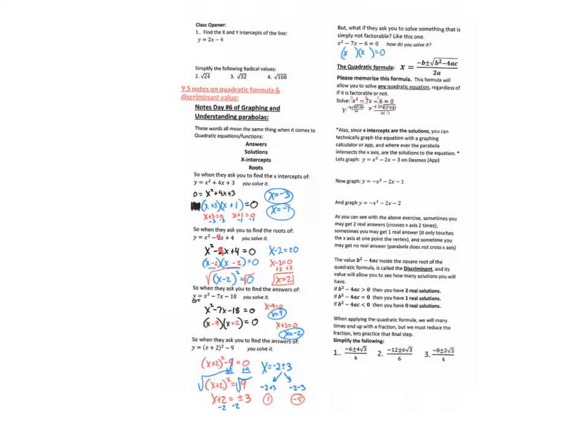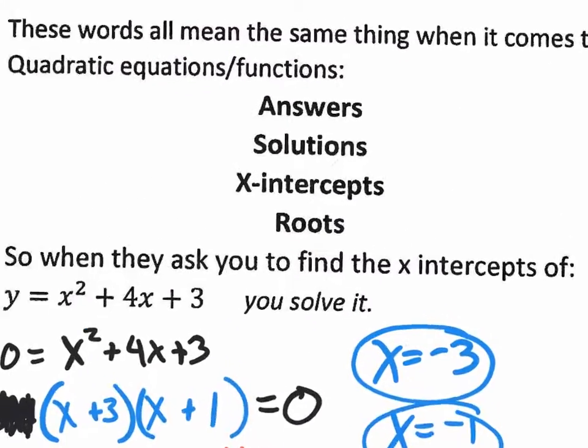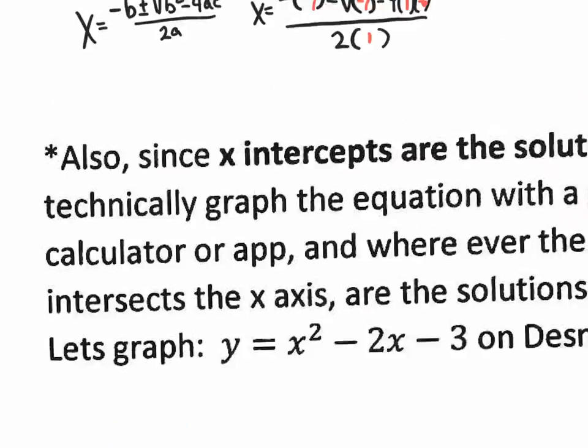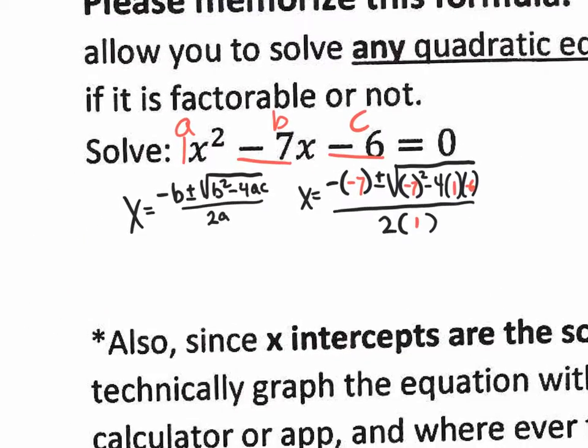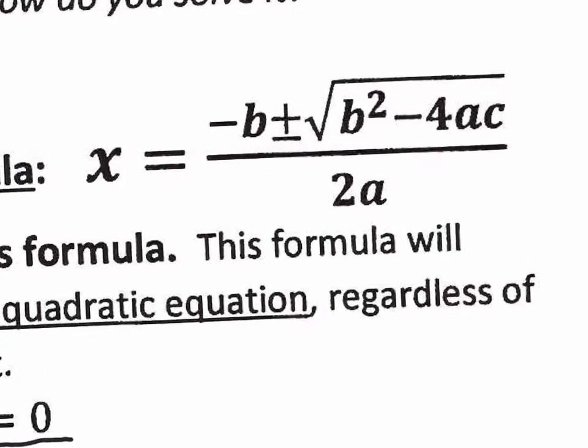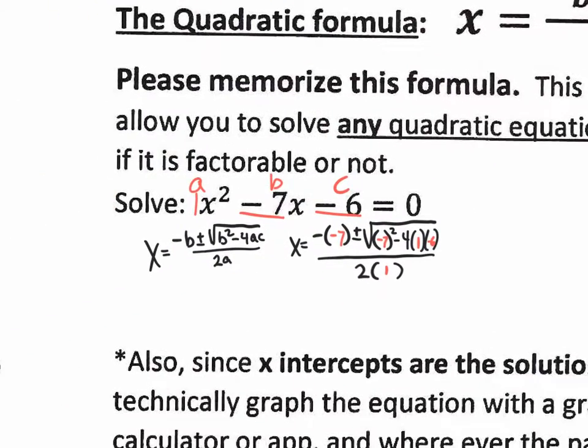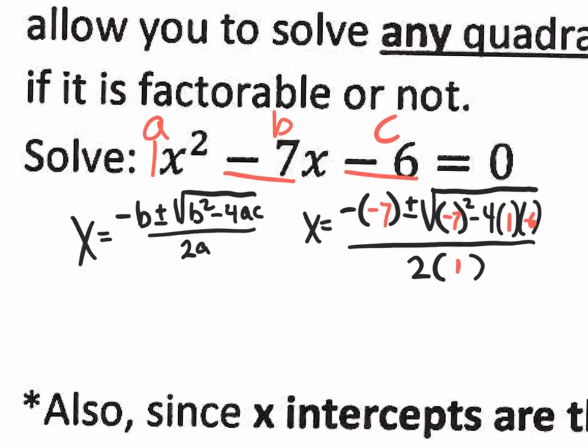So on the previous video, we explained all these questions, and the main idea was that answers are the same thing as solutions, are the same thing as x-intercepts, same thing as roots. We also learned about the quadratic formula: x equals negative b plus or minus the square root of b squared minus 4ac divided by 2a. And we also went over one example on how to use the quadratic formula.